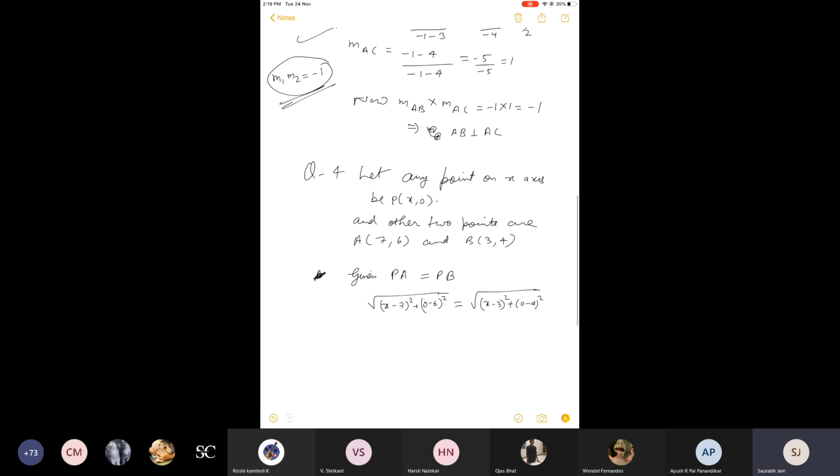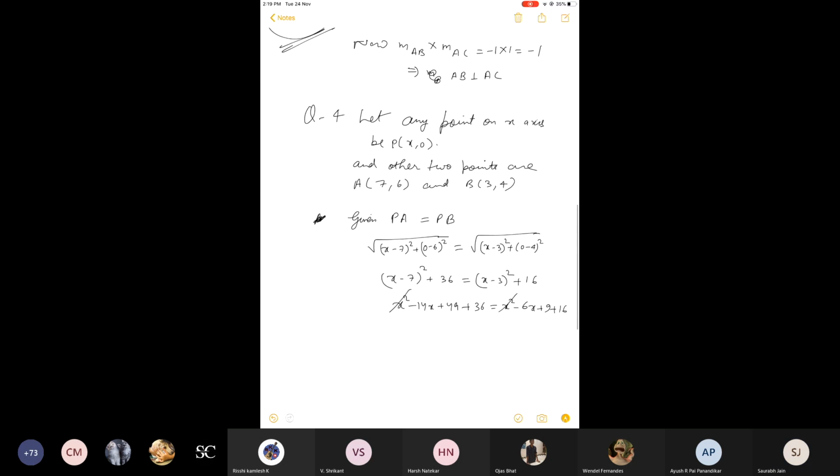There is a square root on both sides, so we need to square this equation. This is 36. This is x minus 3 whole square plus 16. Now just solve this equation and you'll get value of x. It is a simple linear equation because terms of x square will get cancelled from both sides. The single value of x will come. This is minus 14x plus 85 equals minus 6x plus 25.